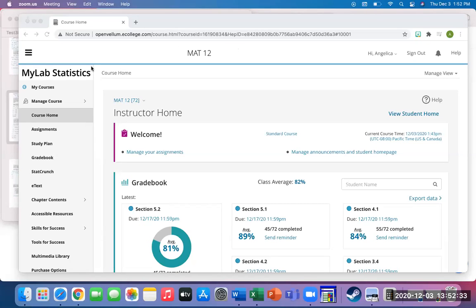Hi, this is a quick video to help you go through the process of hypothesis testing without using a calculator. To not use a calculator, another good alternative is to use StatCrunch.